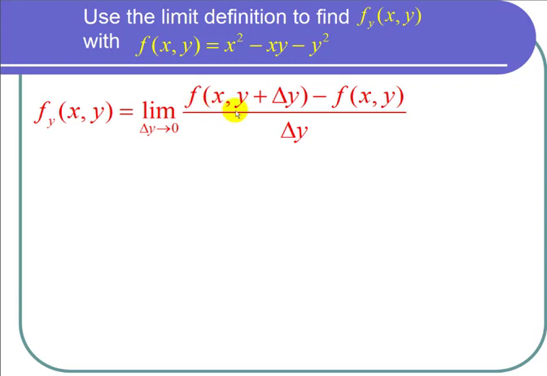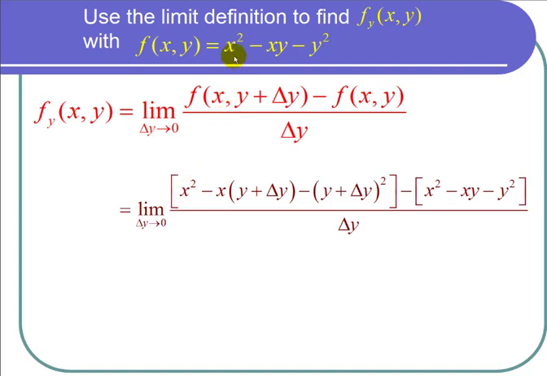So f of x comma y plus delta y, to find that, I plug in y plus delta y where I see a y in my function. So I get still an x squared, and then minus x times, instead of y, I have y plus delta y. And then minus, instead of y, I have y plus delta y squared. And then I have f of x y, which was x squared minus x y minus y squared. So I put that in, and then all over delta y.